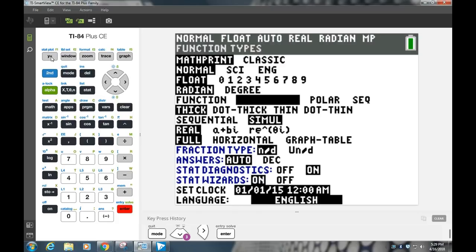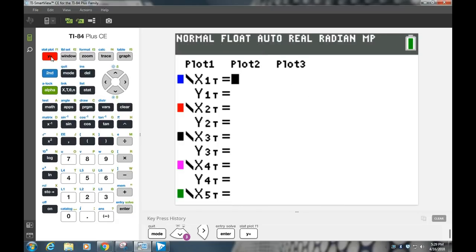What I mean by that is if I hit y equals, instead of these being y1 equals a function of x, it's going to be asking for x and y in terms of t. You'll see that's what that little t denotes right there: I'm going to express my x and y in terms of my parameter, which is t, and then graph from there.